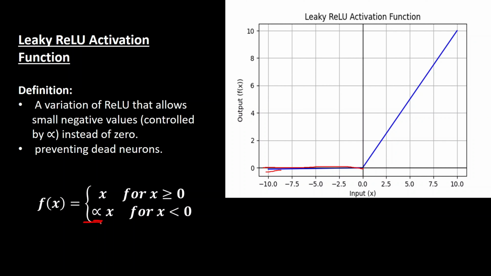That is happening due to this alpha value. And what does this alpha do? The alpha is multiplied with x if it is less than 0. In the ReLU function, if it was less than 0, it would become 0, but now it is multiplied with the alpha. The alpha is something you provide in the beginning, at the start of the activation function.